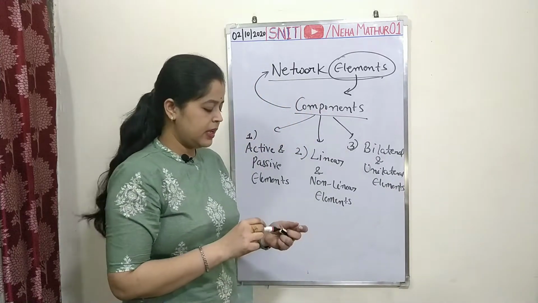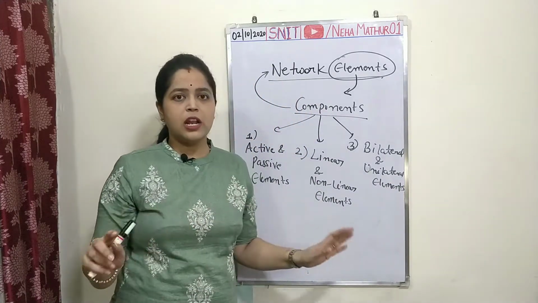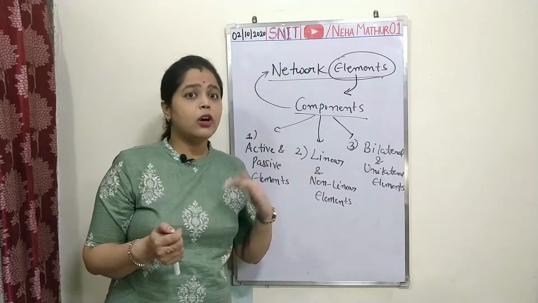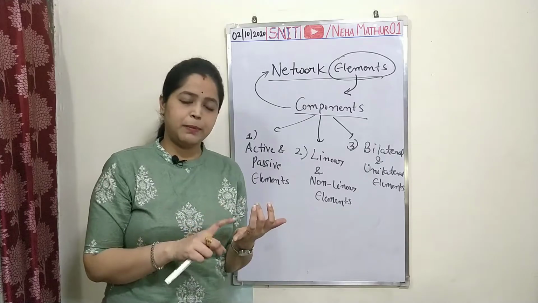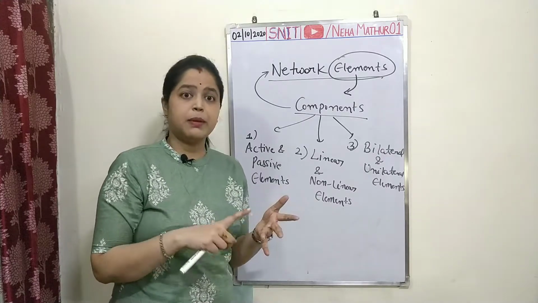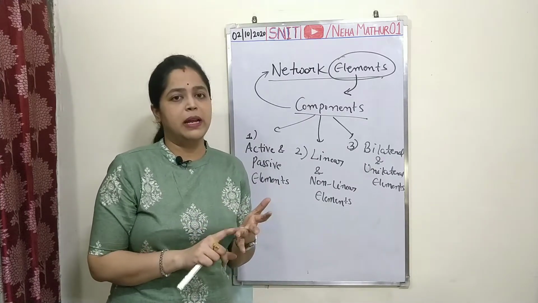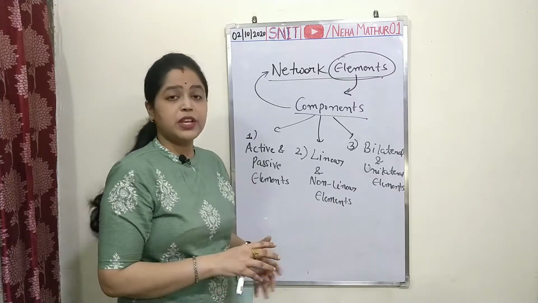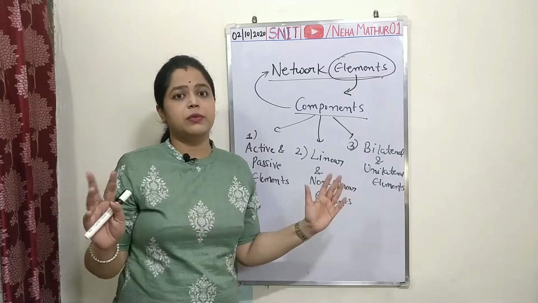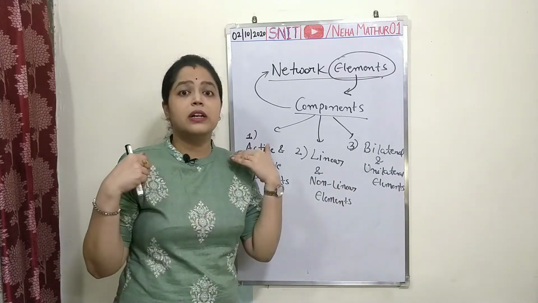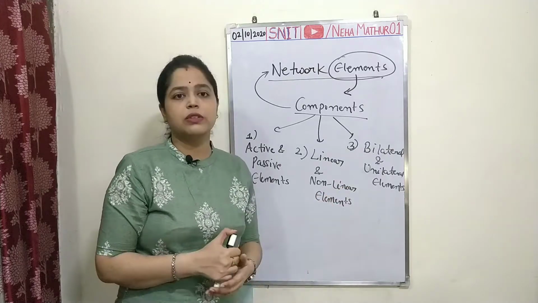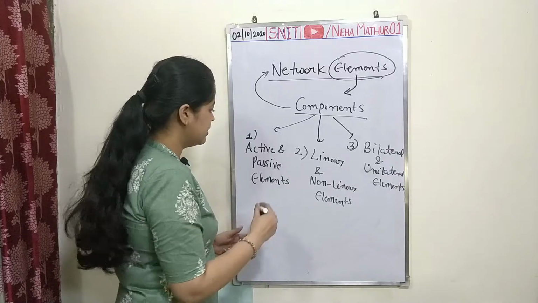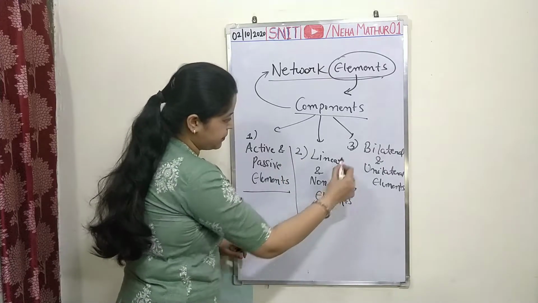So we have several electronic components, electronic elements. That component or element may be active or passive, linear or non-linear, unilateral or bilateral. So this is the proper classification. This classification gives a brief discussion about the classification of the components of electronic networks. So let us start with the first classification.